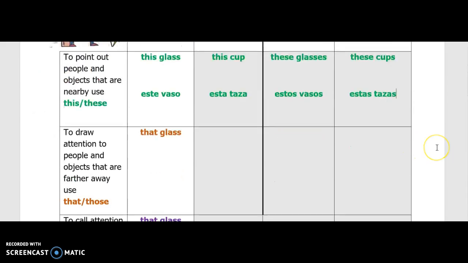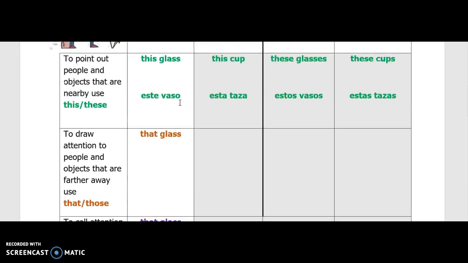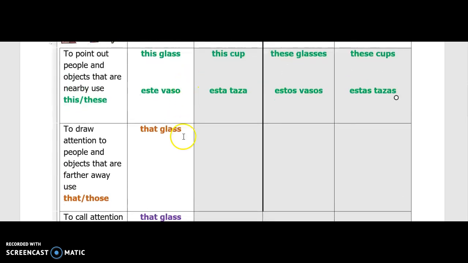This is the singular. These is the plural. Let's scroll up and talk about drawing attention to people and objects that are a little bit further away from us. So that one. So it's not this glass here. It's that glass there. All right. So here is where things get really simple. This is este. That is ese. So ese vaso. Whoops, vaso. Just drop the T. Now we're going to go over here to this cup.